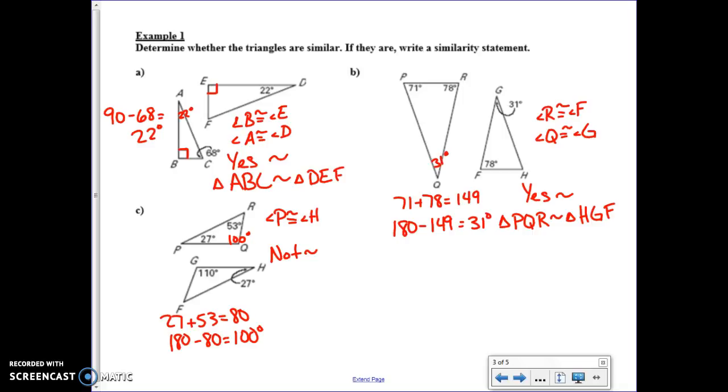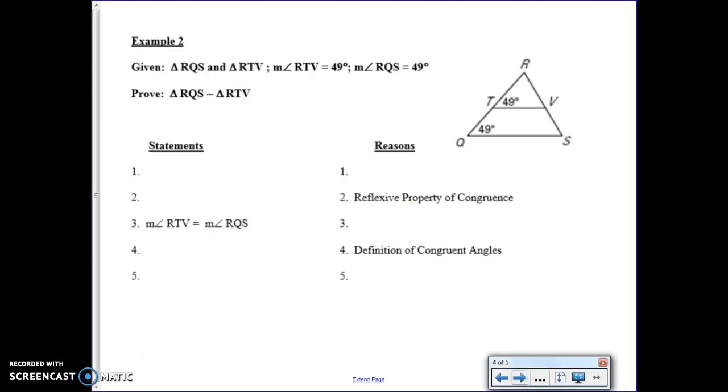So let's try a proof. So we have given that we have two triangles, triangle RQS and triangle RTV, the measure of angle RTV is 49 degrees, and the measure of angle RQS is 49 degrees. So those are both given.